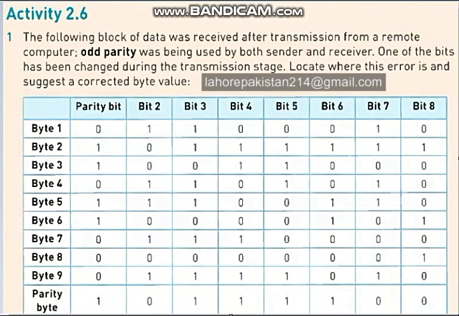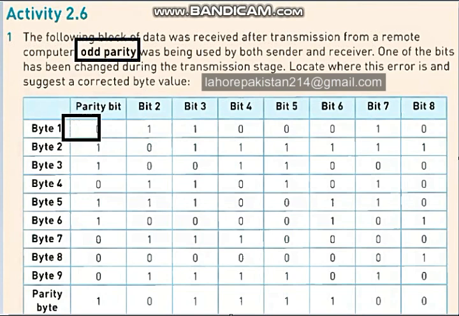Solve activity 2.6. In this activity, you have been given a block of data. You have been given 9 bytes. You have been asked to tell if any error has occurred during data transmission, and you have to find out the location of the error.